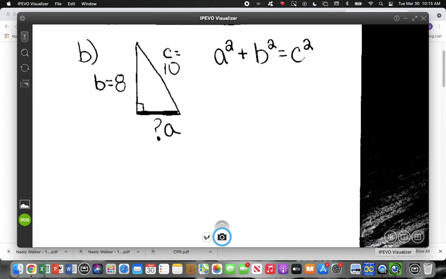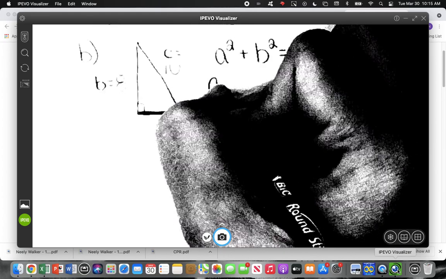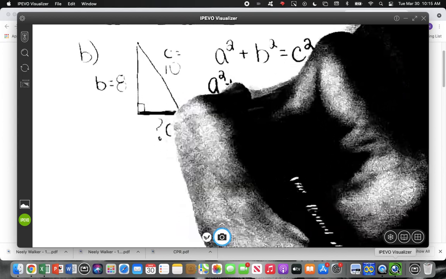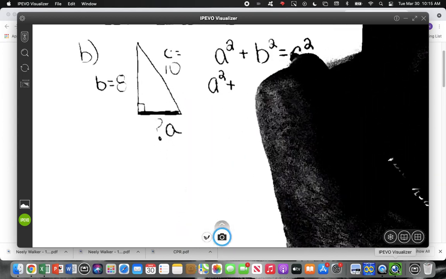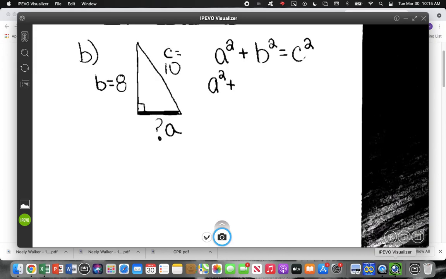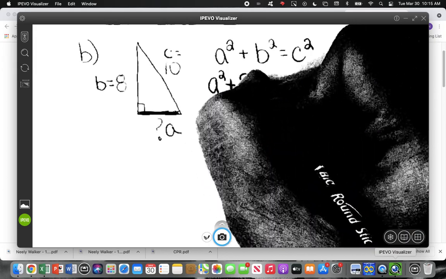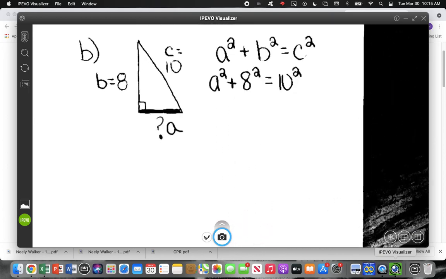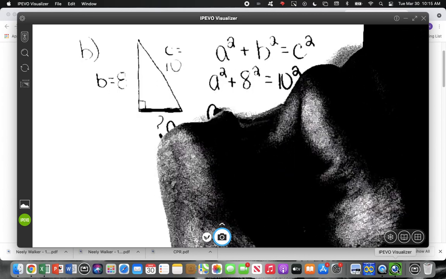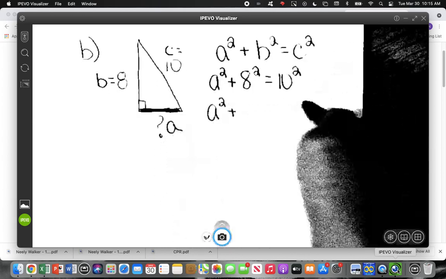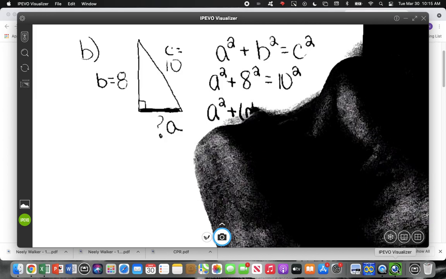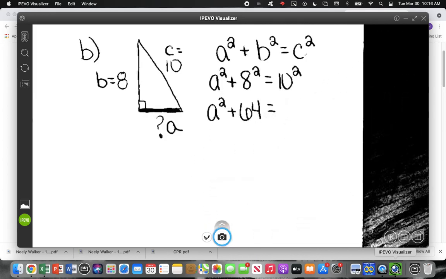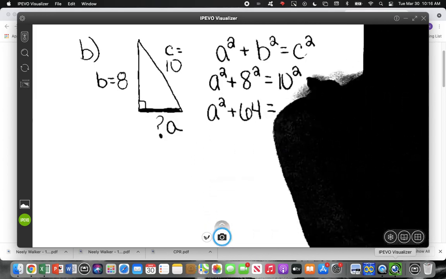All right, we don't know what A is. All right, what am I going to put in for B squared? 8 squared, what about C squared? All right, so then we just have to do our exponents for 8 squared and 10 squared. 8 squared we know is 64. What's 10 squared? 100.